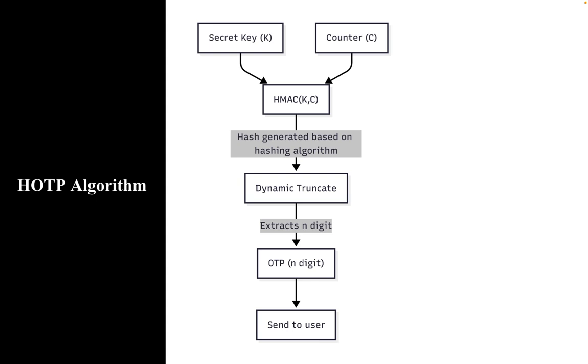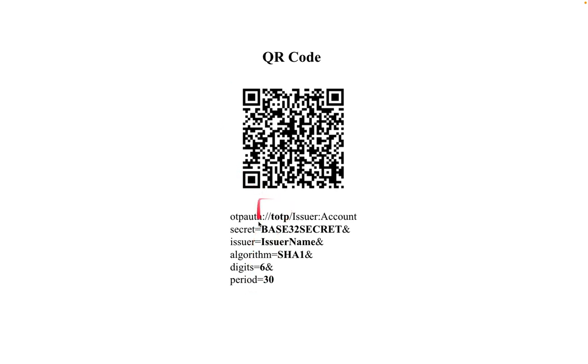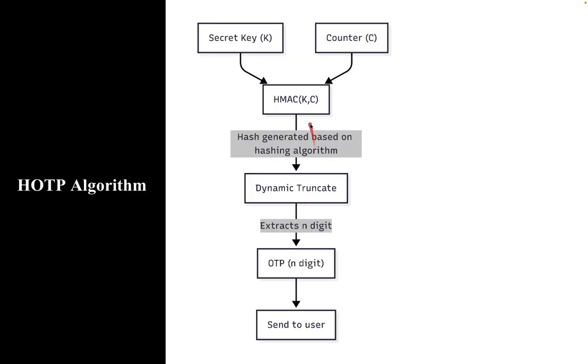Now coming to the main part, which is the HOTP algorithm. So the flow looks something like this. As we talked about before, we have an important thing that is the secret key. In HOTP, we have another thing that is the counter. In the previous URI we didn't have the counter because that was an example of TOTP. In TOTP we don't require the counter, while in the case of HOTP we want a counter that is maintained by the server as well as the authenticator app. So we have two things, secret key and counter.